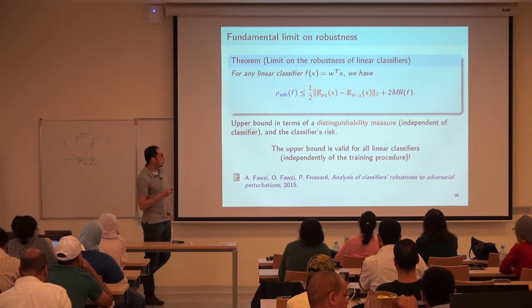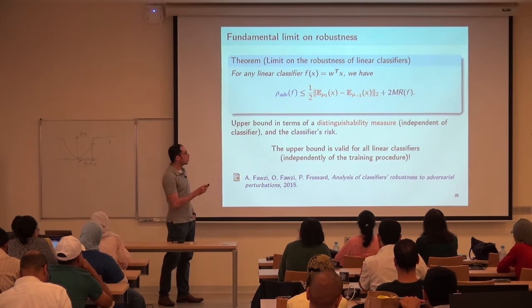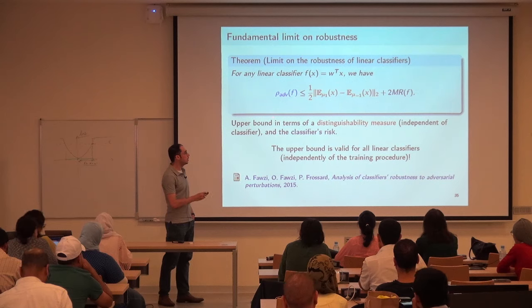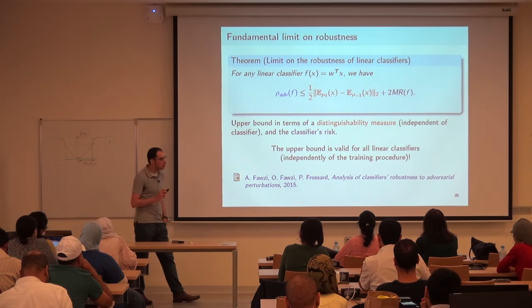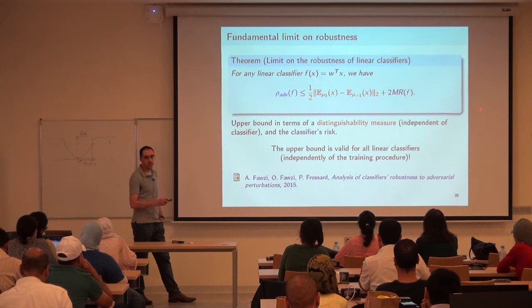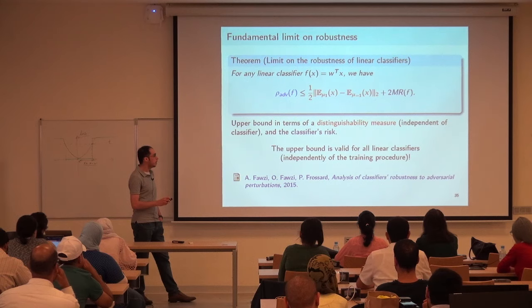Now, the important thing here is that this works for any linear classifier. So it's not like by making your algorithm smarter, by making your training smarter, something like that, you're going to get away from this bound. This is really a fundamental bound in the sense that you can never achieve a better bound than this.